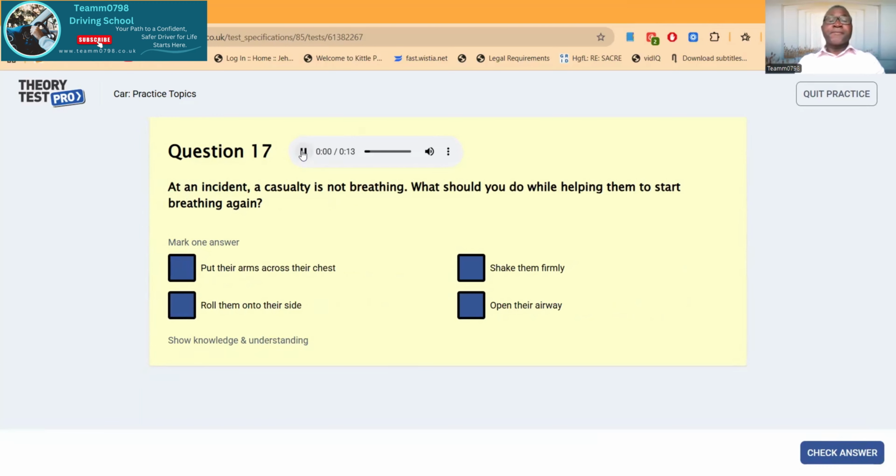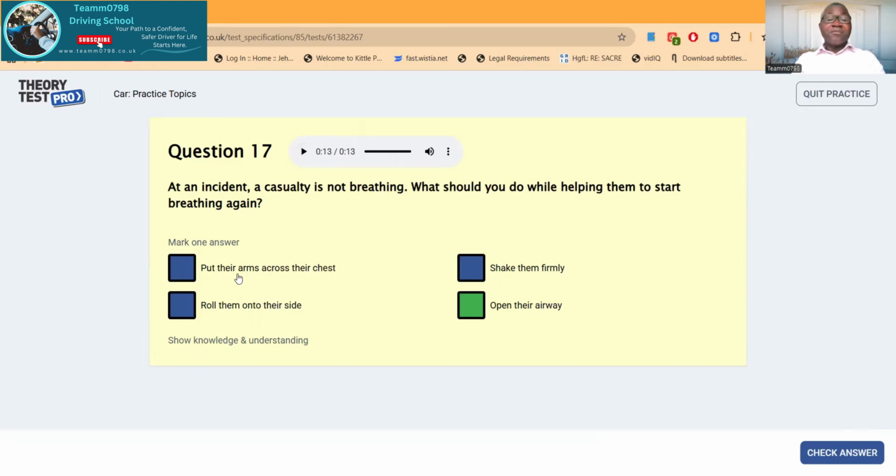At an incident, a casualty is not breathing. What should you do while helping them to start breathing again? Put their arms across their chest. Shake them firmly. Roll them onto their side. Open their airway. At an incident, the casualty is not breathing. What should you do while helping them to start breathing again?